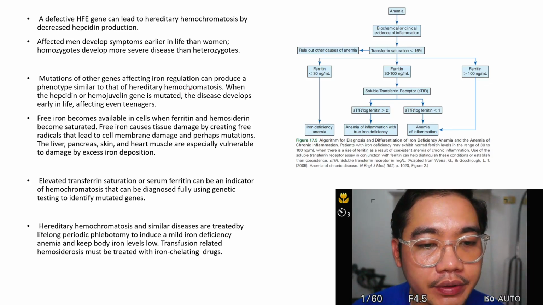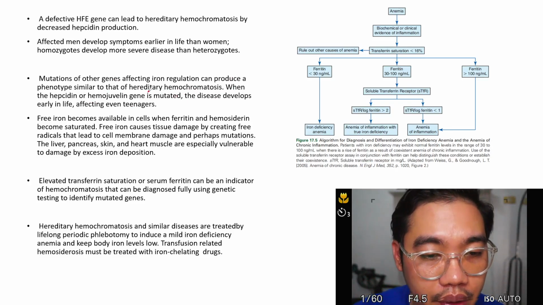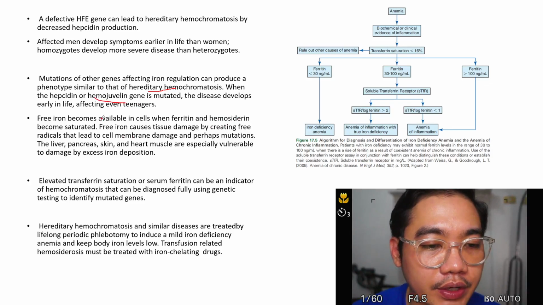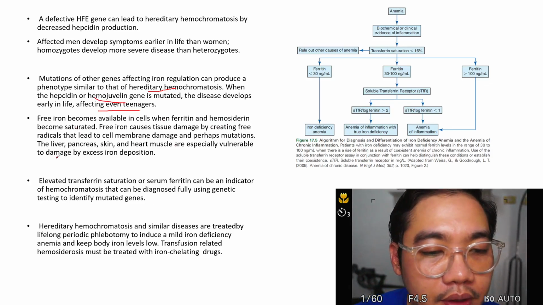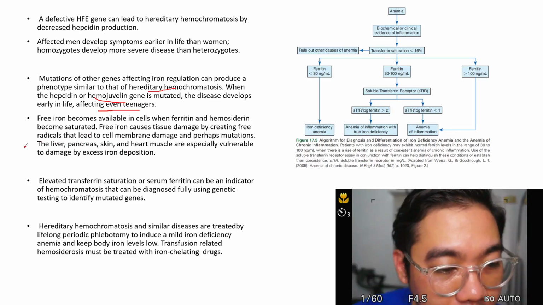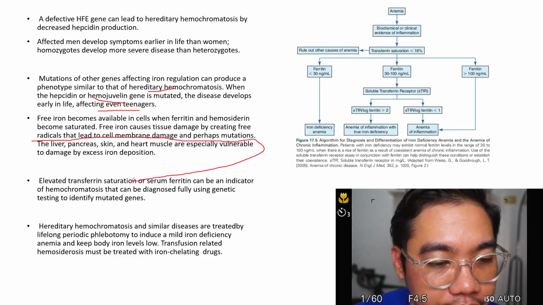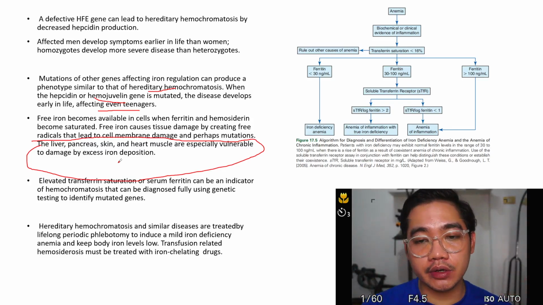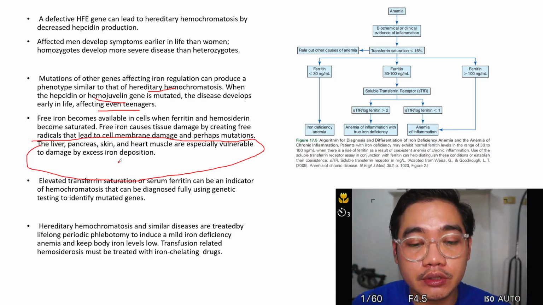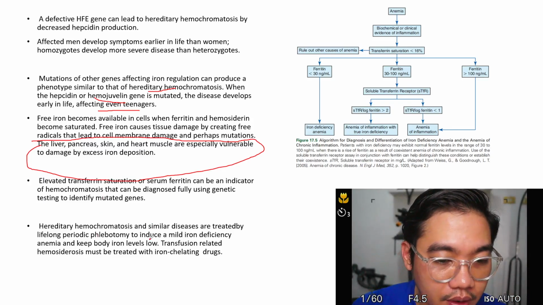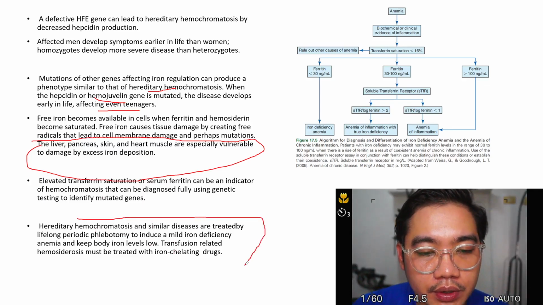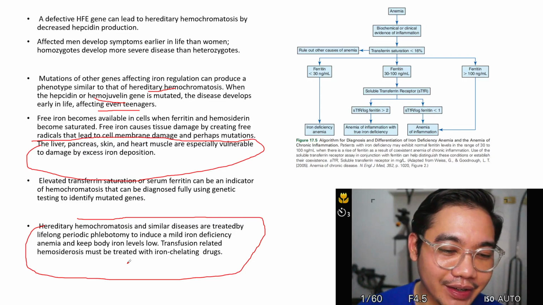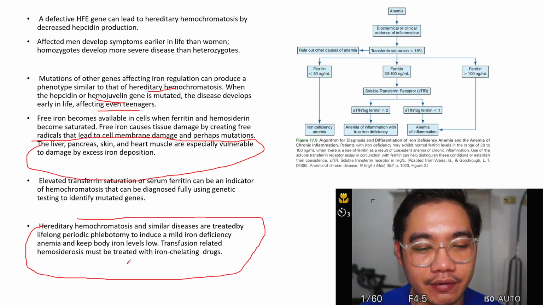So mutations of other genes affecting iron regulation can produce a phenotype similar to hereditary hemochromatosis. When the hepcidin or hemojuvelin gene is mutated, this disease develops early in life, affecting even teenagers. The liver, pancreas, skin, and heart muscles are especially vulnerable to damage by excess iron deposition. Like I said earlier, iron must be regulated because iron in excessive concentrations is a poison. So hereditary hemochromatosis and similar diseases are treated by lifelong periodic phlebotomy to remove the iron, and to induce a mild iron deficiency and keep the body iron levels low.